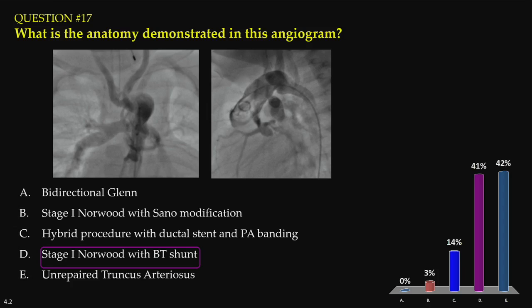Okay, so I think the takeaway here, even though this question was obviously confusing a little bit to people, is this is a classic angiogram of a Damus-Kaye-Stansel with the native ascending aorta and the neo-ascending aorta. And if you take an angiogram with a DKS and you see the PAs, you haven't gone to the Glenn yet. You still have a connection from aorta to pulmonary arteries, and that's via the stage 1, the BT shunt.